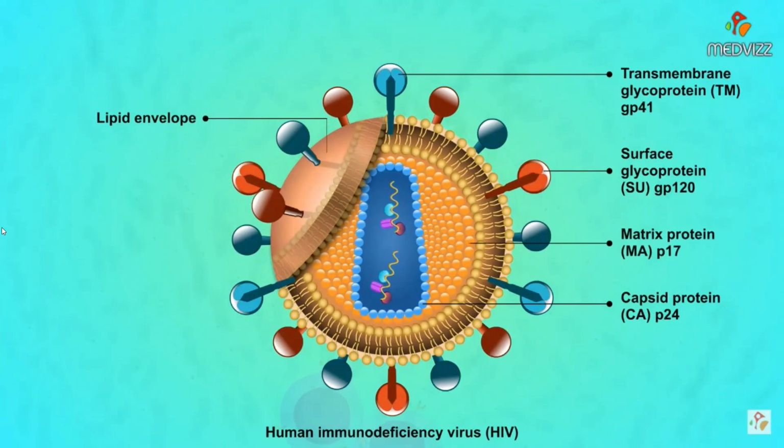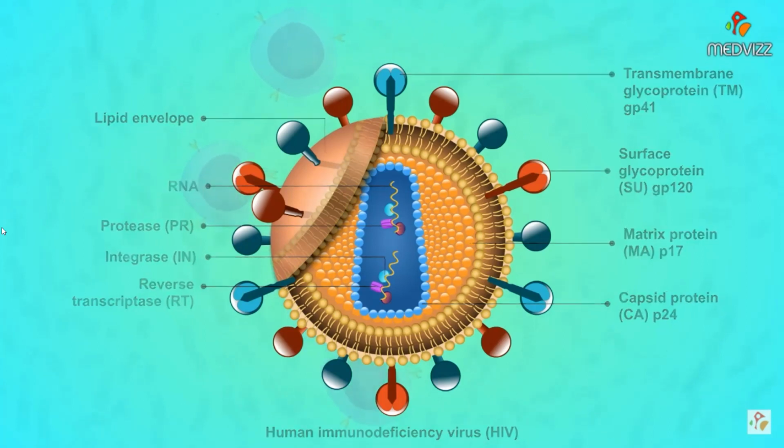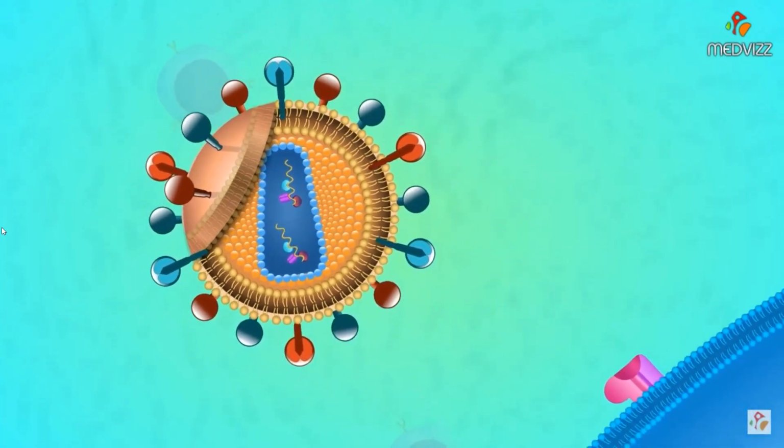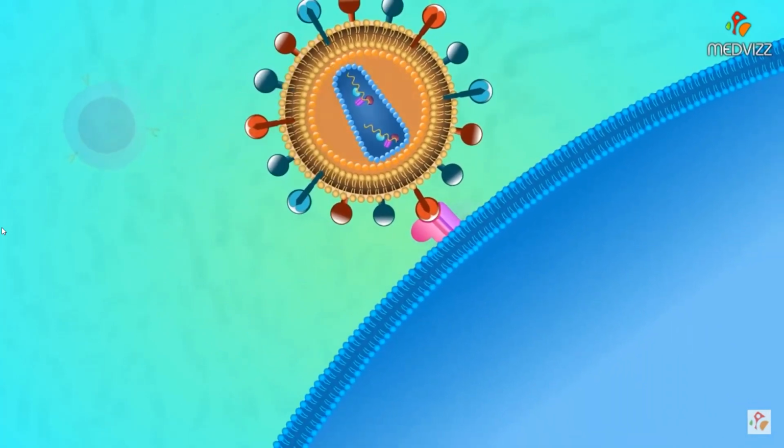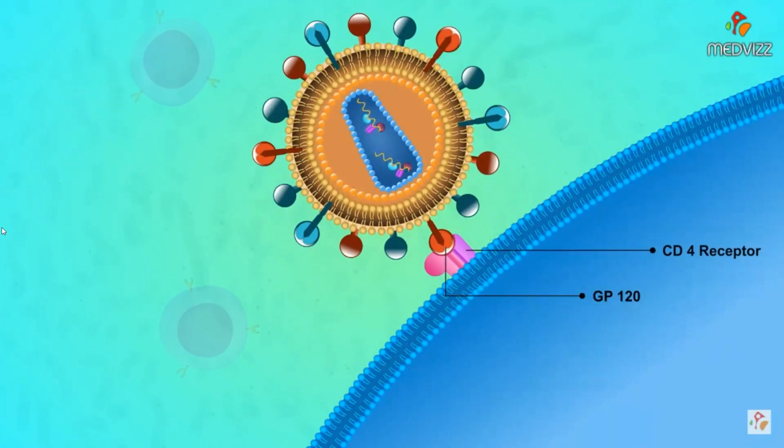Inside the core are two identical copies of single-stranded RNA viral genome and three enzymes: reverse transcriptase, RT, protease, PR, and integrase, IN. To establish infection, HIV must first attach to its host cell. Attachment occurs by interaction between GP120 on the surface of the virus and the CD4 antigen receptor on the surface of the host cell. In addition to the CD4 receptor, there must also be a co-receptor on the host cell.